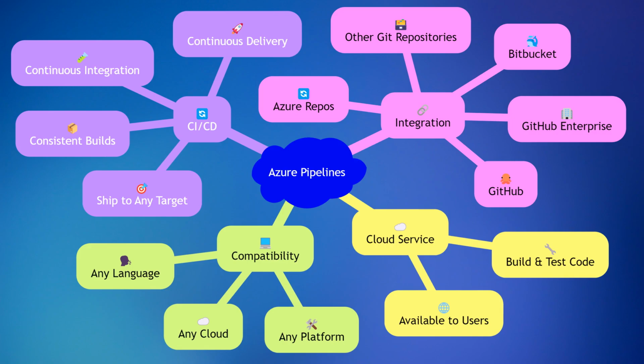Azure Pipelines combines continuous integration, CI, and continuous delivery, CD, to constantly and consistently test and build your code and ship it to any target. It integrates with GitHub, GitHub Enterprise, Azure Repos, Bitbucket, and other Git repositories.